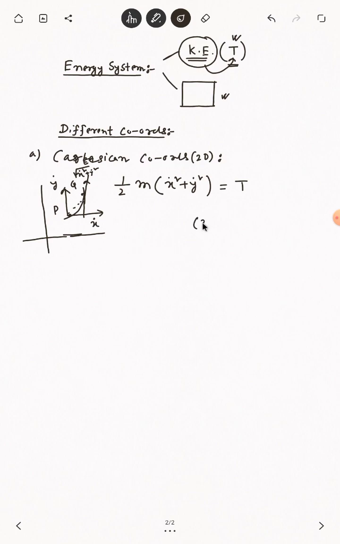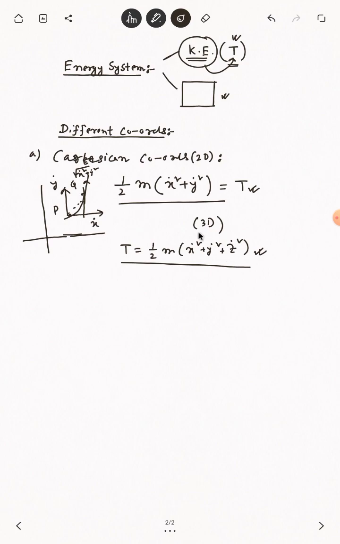In the Cartesian system 3D, this T will become half into m into (x dot square plus y dot square plus z dot square). Clear? So the expressions for T in the Cartesian system, 2D and 3D, are given here. These two expressions will be extremely important for tackling problems in CSIR NET or any state SET exam. Clear? Next comes the polar coordinate system.